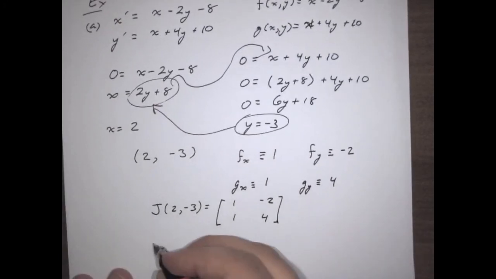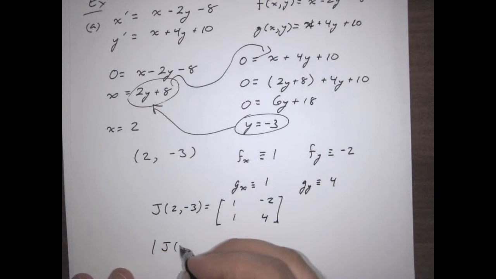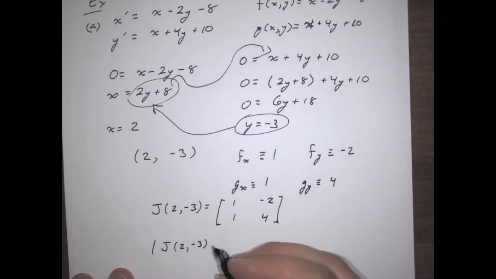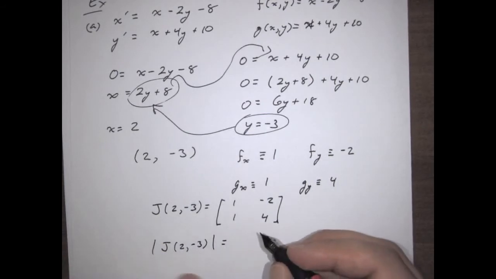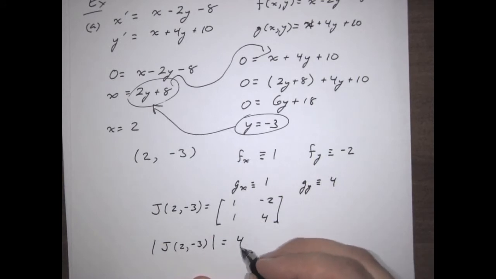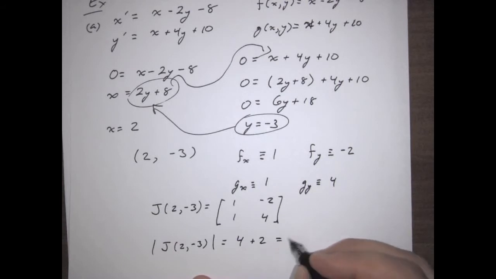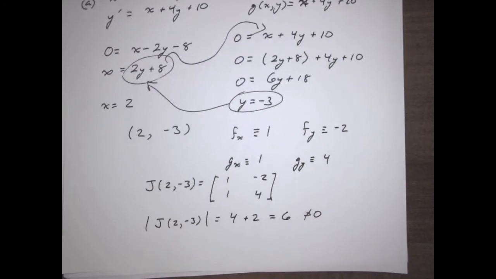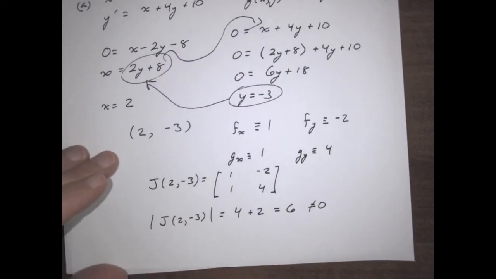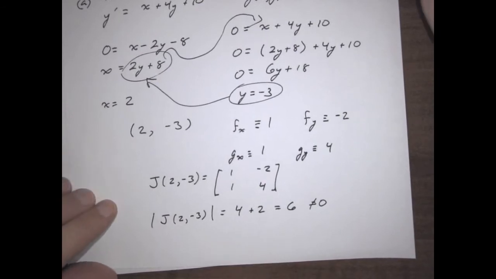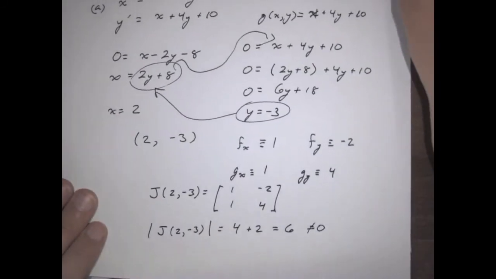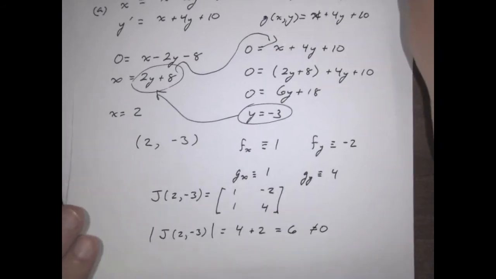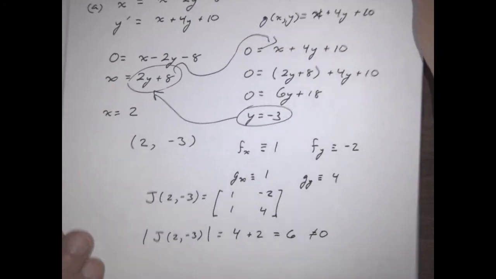which means then that the determinant of the Jacobian at 2 comma negative 3 is going to be 1 times 4 is 4 minus 1 times negative 2 is plus 2, so it's going to equal 6, it's not equal to 0, so check. It is indeed an isolated critical point. That's good. So then we need to figure out what the deal is with the eigenvalues and eigenvectors and such.